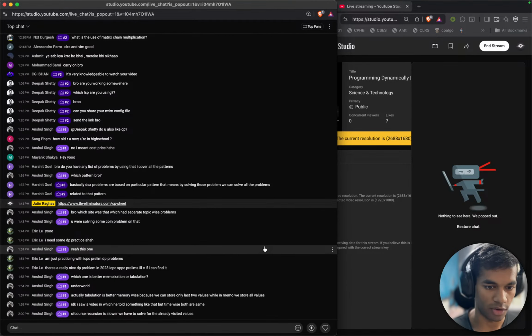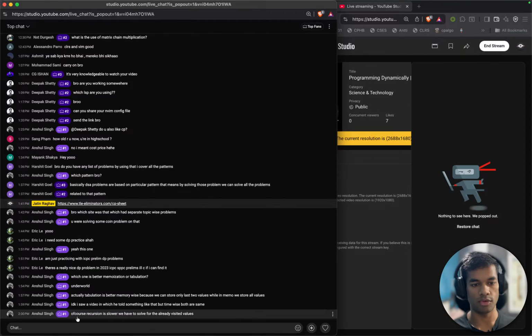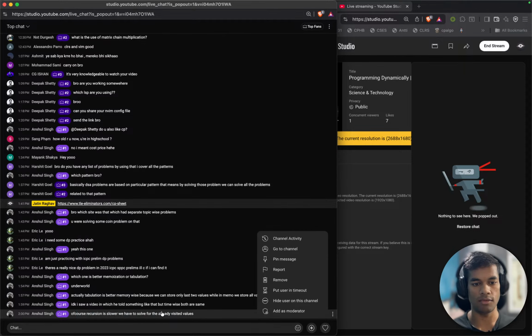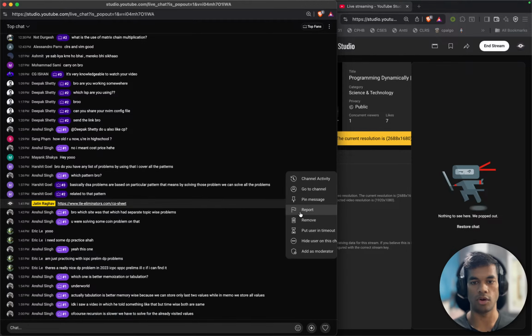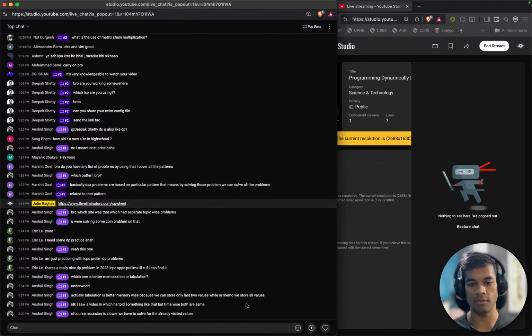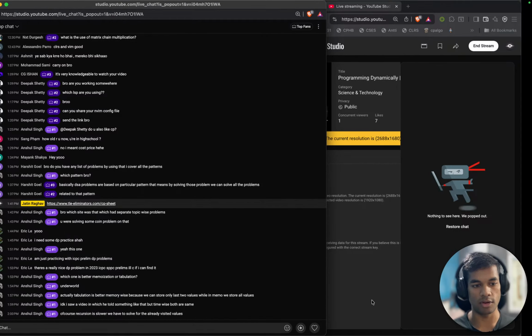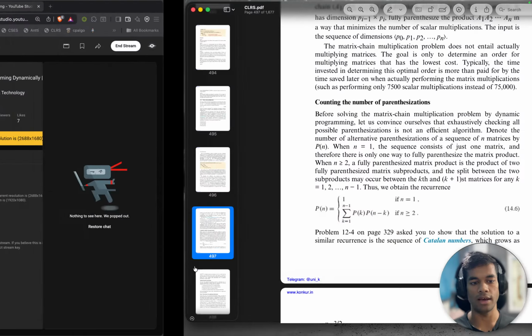Of course, recursion is slow. We have to solve for the already visited values. No. We can avoid that if we are using memoization. We do not have to solve the same thing again and again if we are using memoization. So recursion is not slow because we are solving the same problems again and again, because we are not solving them again if we have memoization. Recursion is slow because we are calling another function.